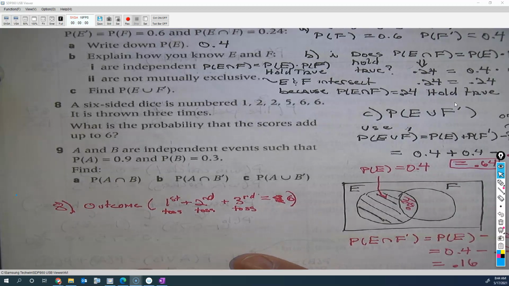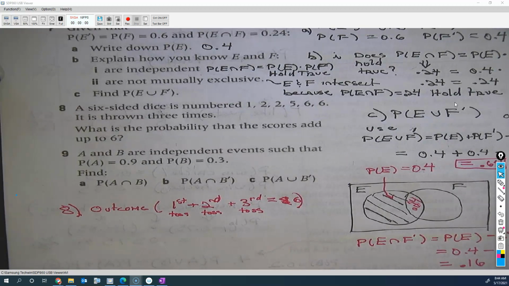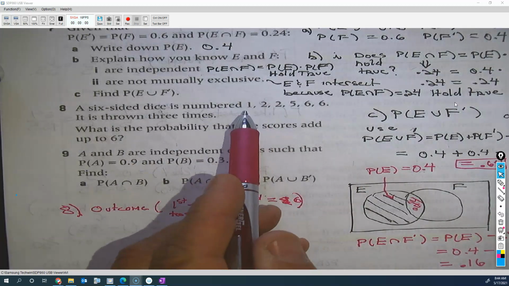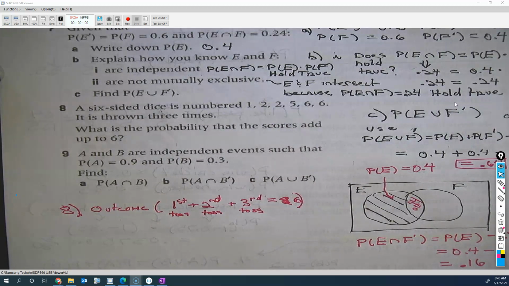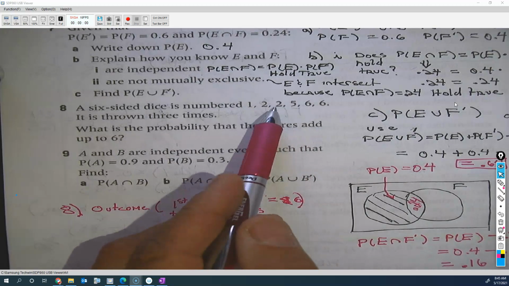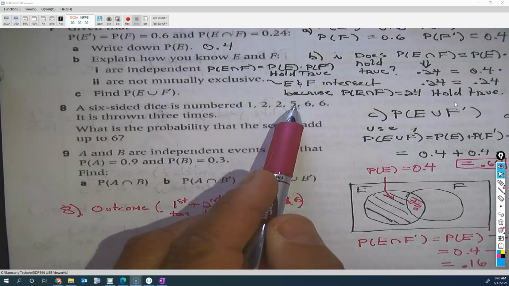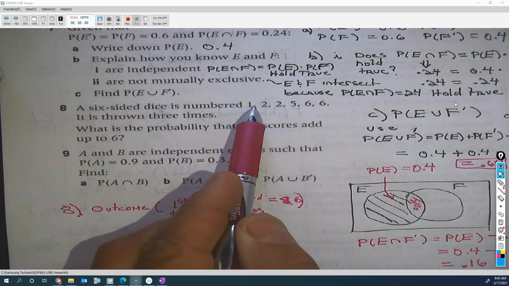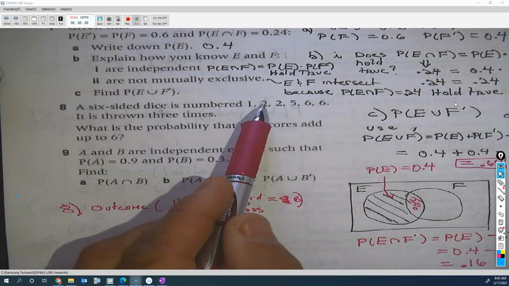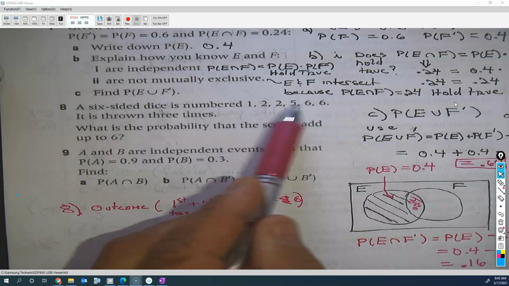What's the probability that they add up to 6? And you only have a 1, a 2, a 5, and a 6. So think of a combination of 3 throws that would give you 6. Like a 1, 2, 2, that's 5. A 1, 2, 5, too big. A 1, 2, 6, too big. A 2, 2, 5, too big. A 2, 2, 6, too big.